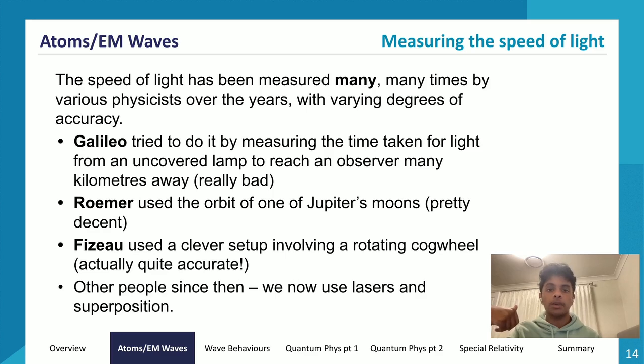So basically, Galileo would start the timer as he uncovered his lamp, wait for the light to reach B, then B would uncover his lamp, and then Galileo would wait for the light from B's lamp to enter his eyes, and then he would turn off the timer.